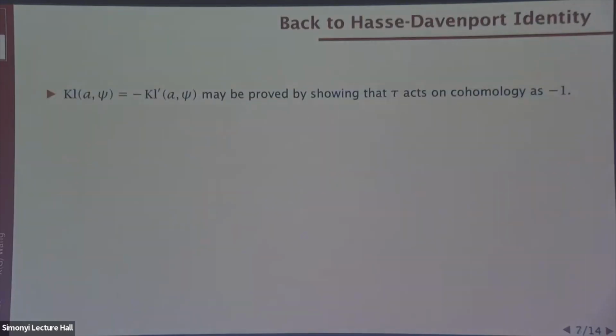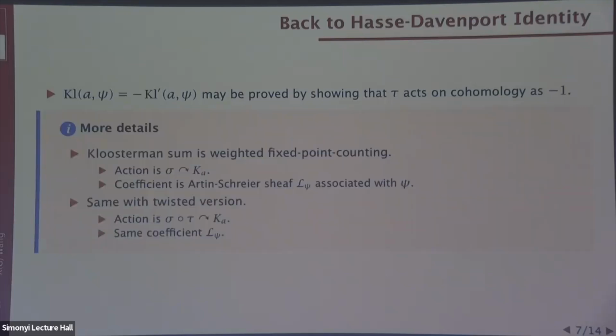So back to the Hasse-Davenport identity. To prove this identity between the Kloosterman sum and the twisted version, we only have to show that this extra involution tau acts on the cohomology as -1. And here are some more details. I won't go through them now. If we have time, we can come back to this if anyone's interested.